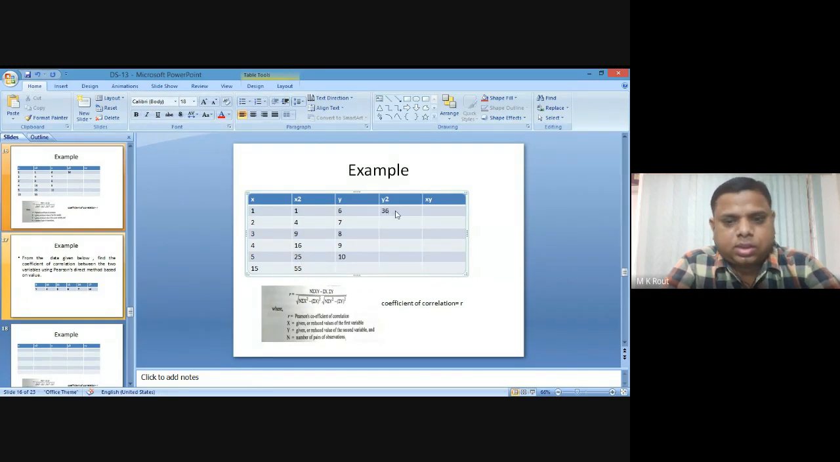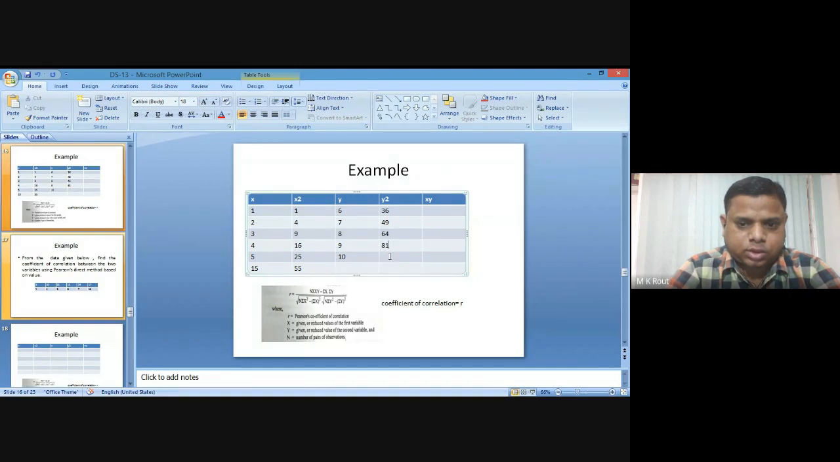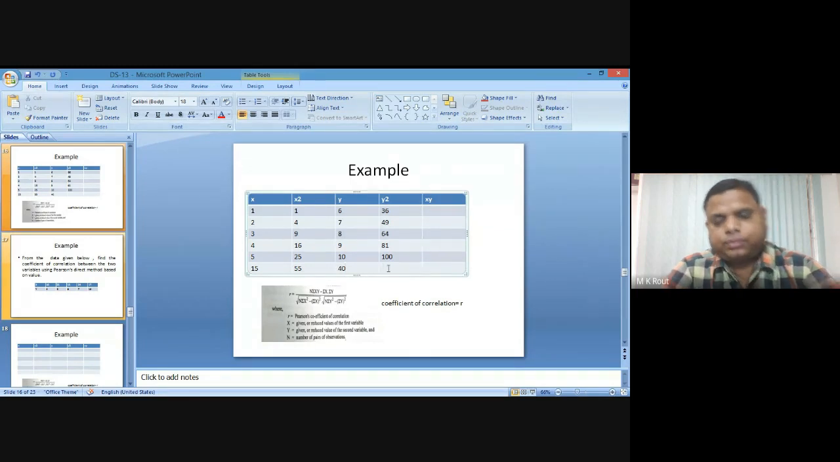Square of 6 is 36. 7 square is 49. The next one is 64. Next one, how much? 81. Last one is 100. What is the sum of y here? 40. This one is 40. And sum of y square? 330.